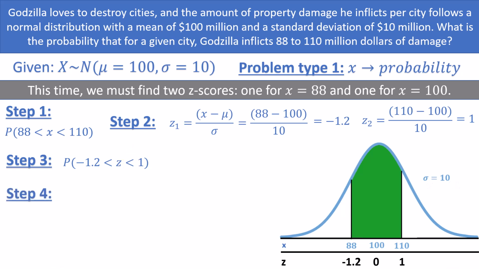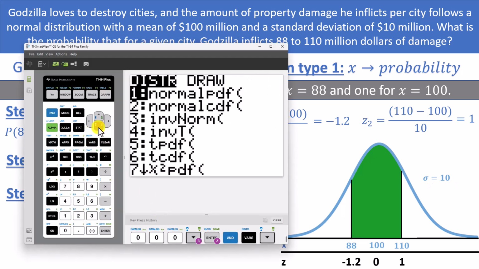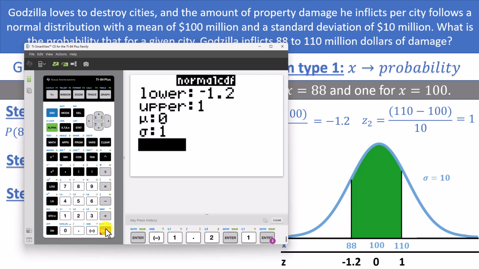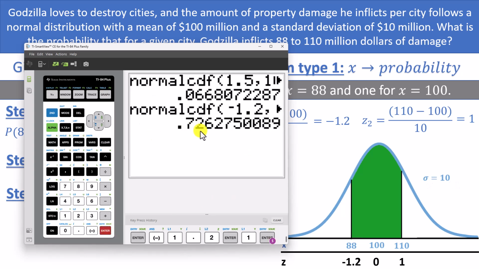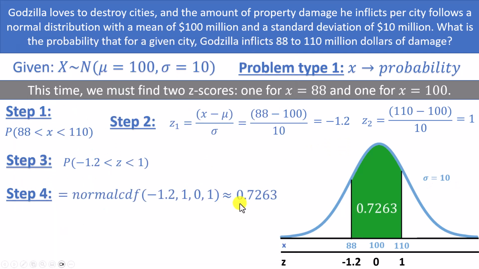So we can go ahead and grab our calculator again, press second distribution, go to option 2 for normal CDF. In this case, we're going to put in negative 1.2 for our lower bound. That's where the shaded region starts. Make sure you use the negative sign and not the subtraction. So negative 1.2, and then our upper is going to be the 1. And we can go ahead and paste. And we'll get 0.7263 as our answer, which is also the shaded region in the picture.